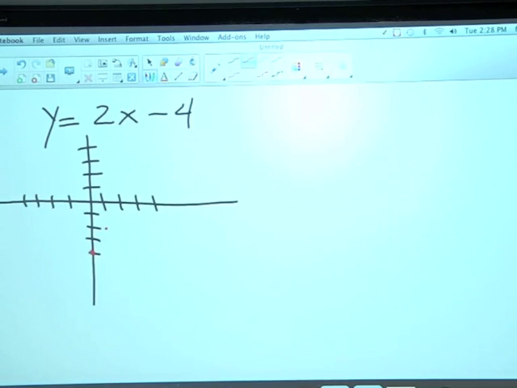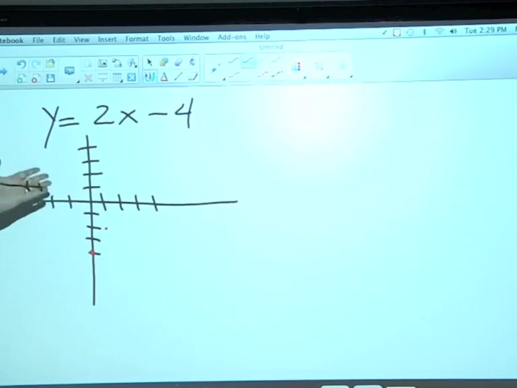Why would you just go over 1? Because slope is rise over run, right? And so 2 means 2 over 1. It's positive, so that means go up 2 and over 1. Now, if you don't like this way, we'll talk about the other way in a moment.